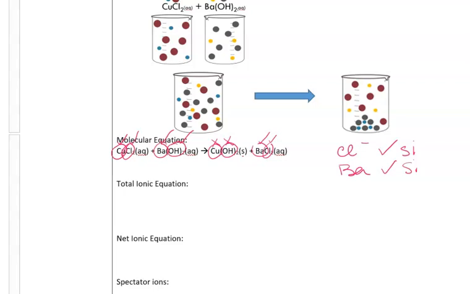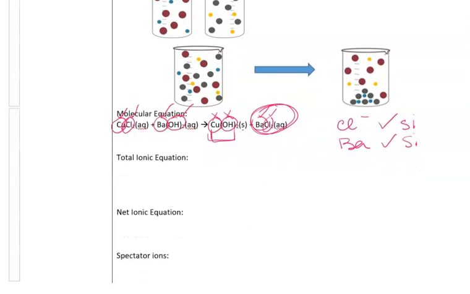So already, without even doing the total ionic equation, I'm starting to see what my spectator ions are going to be. What I'm probably going to be focused on in my net ionic are these copper and hydroxide ions. Let's go ahead and do the total ionic equation though, just for practice. I'm going to erase some of my scribbling here just so we can see clearly. When you're writing the total or net ionic equation, you've got to be careful of the charges and the coefficients. Every ion needs a charge on it.